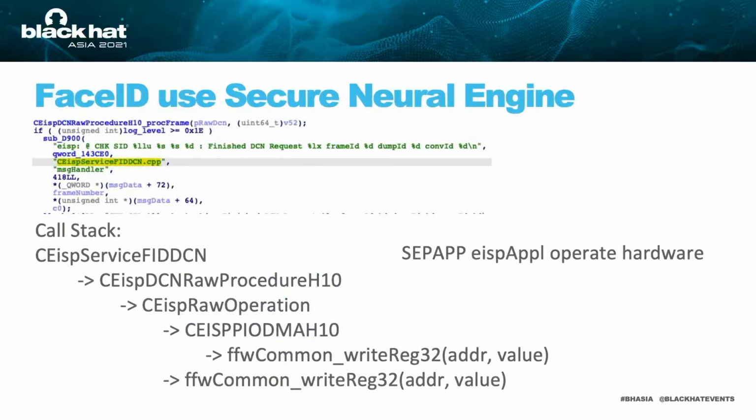Face ID directly manipulates the hardware registers to realize the calculation process of the neural network. The core stack in the slide simply shows the calling relationship between classes during the calculation. These classes will extract information from static hard-coded data, calculate the register address and the value that need to be written, and then call the function to write.